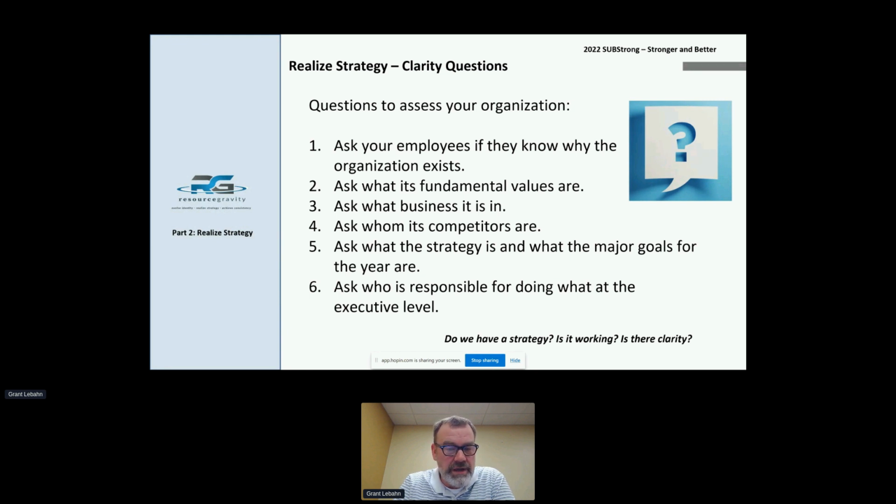What are the major goals? Like, what are we going for right now? What are our major goals? Do people really understand that? And then who's responsible for doing what? You may want to strategize around that. A responsibility task list is a good way to think about strategy too. Like, do we have a strategy? Is it working? Is there clarity? Bottom line question. Some ideas to ask or contemplate, what that looks like.